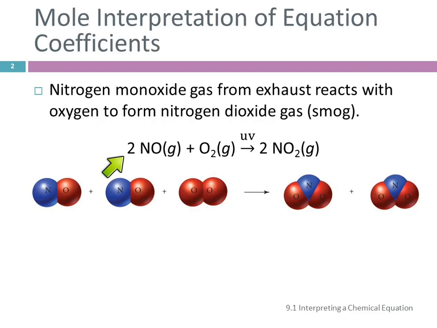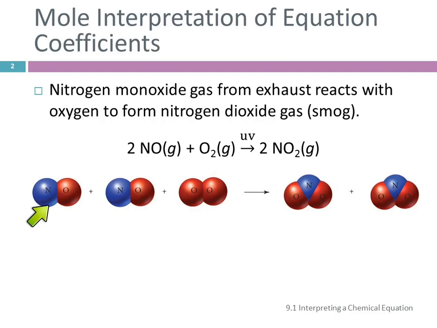So this, of course, can mean that we have two molecules of NO, and here those are drawn out. There's pictures of two molecules of NO and one molecule of oxygen, and those combine to form two molecules of NO2. So that's the molecule interpretation of this chemical equation.